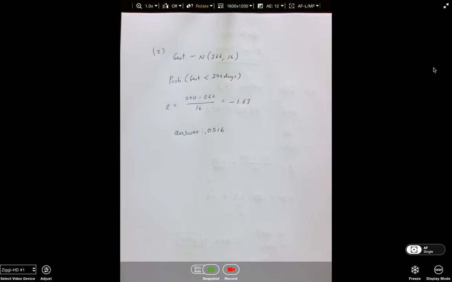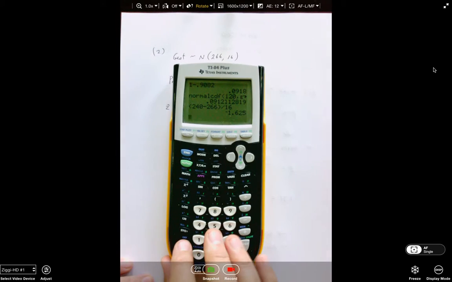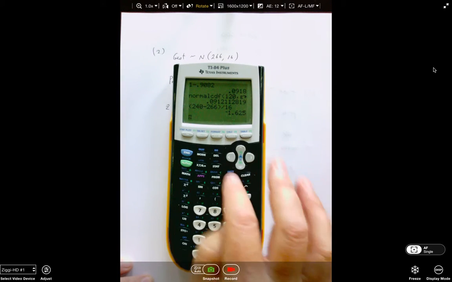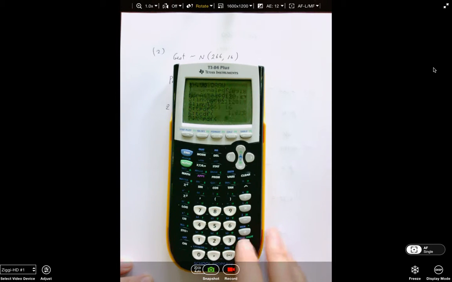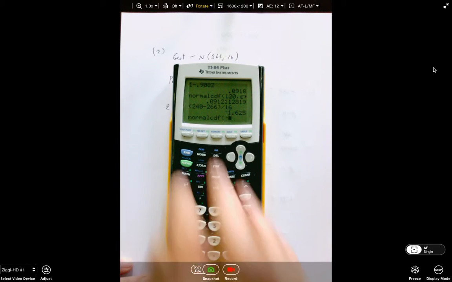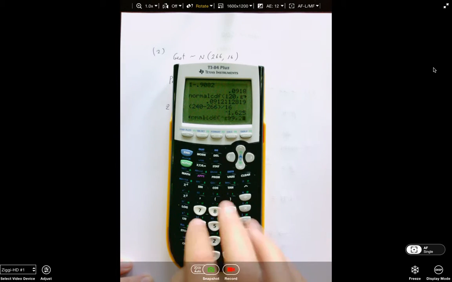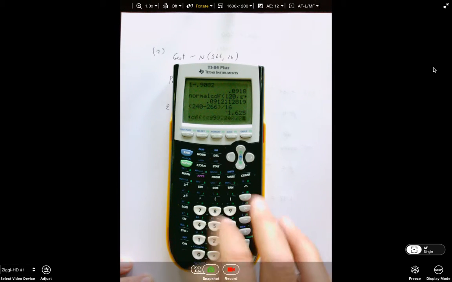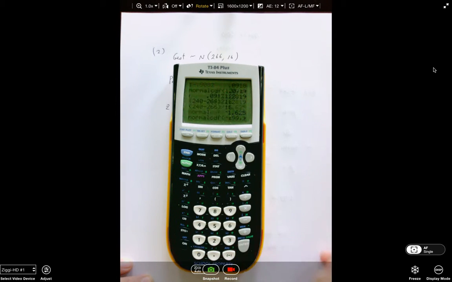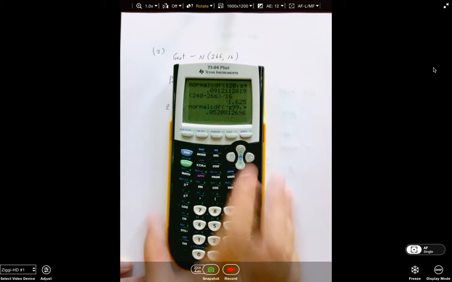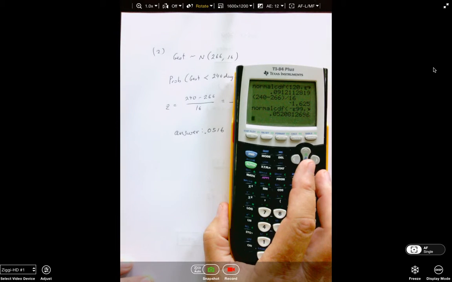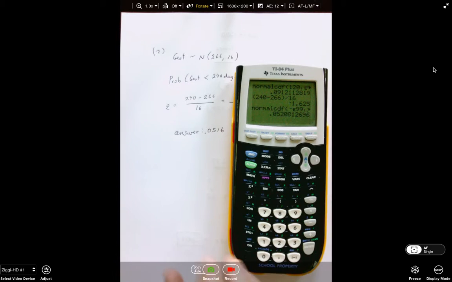All right, gang, with the calculator less than 240, what would we do? Well, we go to normal CDF. Less than, we always start with negative E99. 240, comma 266, comma 16. Guys, we're done. 0.052. You can see it's off just a little bit, but this is a better answer than the chart gives us.